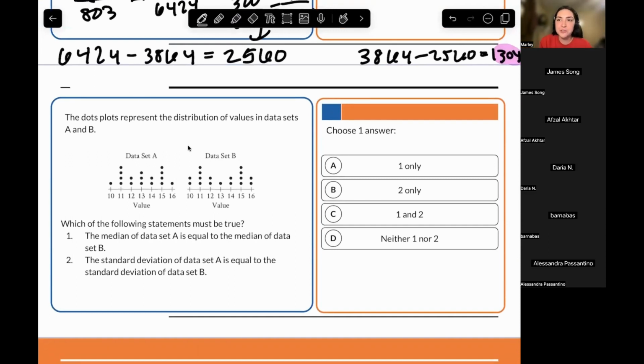All right, last question for today. I know we only have 3 minutes, so let's try to finish this one up quick before English starts. The dot plots represent the distribution of values in data sets A and B. Which of the following statements must be true? The median of data set A is equal to the median of data set B, or the standard deviation of data set A is equal to the standard deviation of data set B.